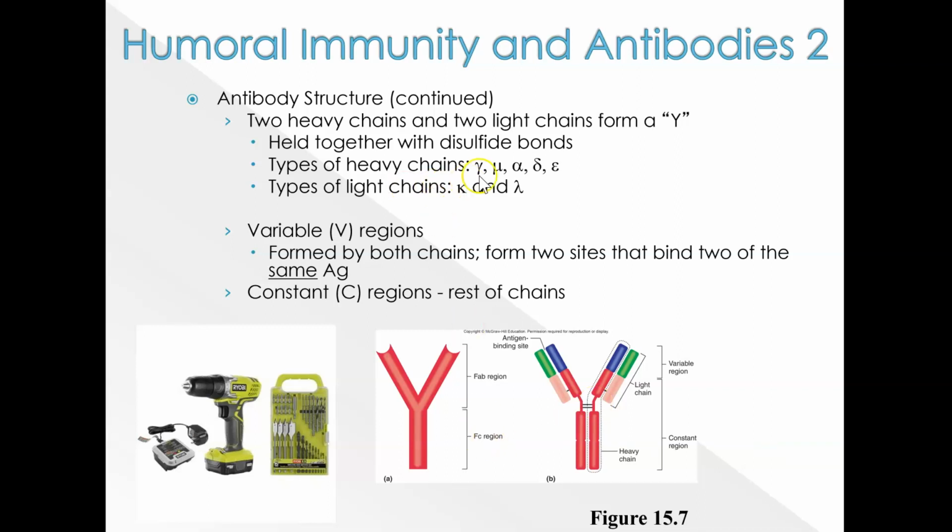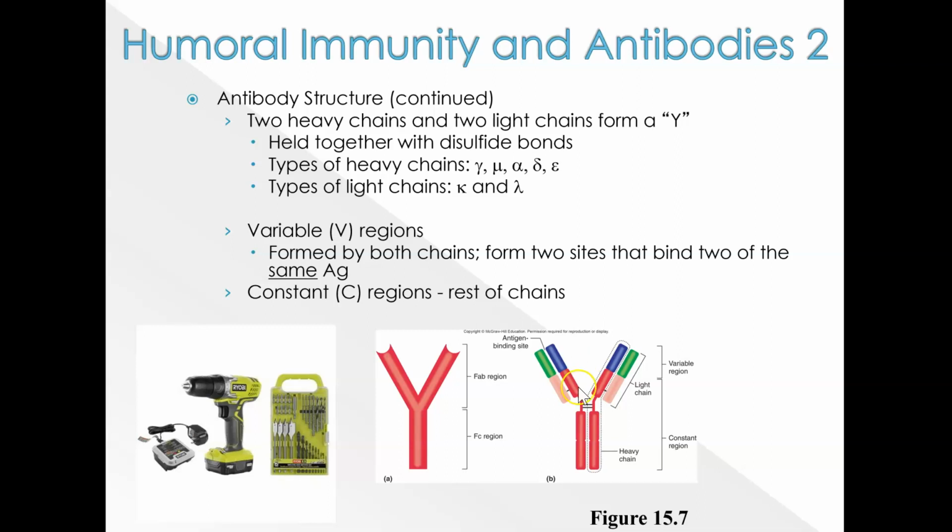So the heavy chains have 5 different flavors: gamma, mu, alpha, delta, and epsilon. It's easier just to call them by G, M, A, D, and E. And then the light chains have 2 variations, kappa and lambda, or K and L.